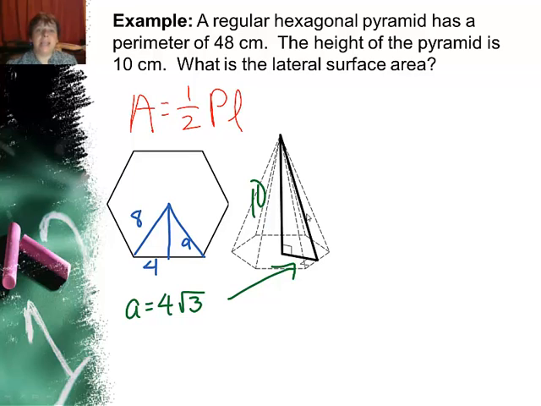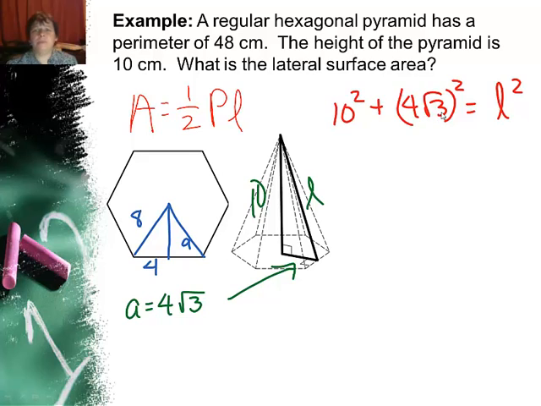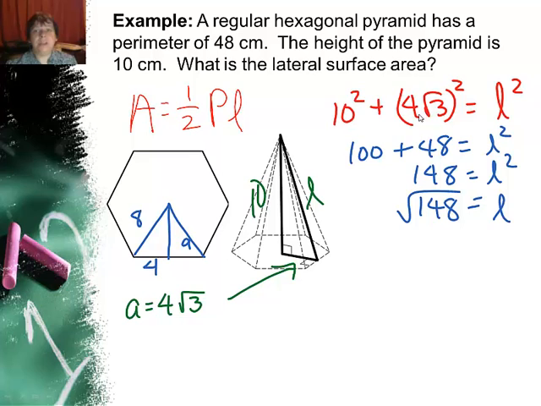And the height's 10. Can I find the slant height? Yes, I can use the Pythagorean theorem. So 10 squared plus 4 square root of 3 squared equals L squared. 10 squared is 100. Each part of 4 square root of 3 is squared, so this is going to be 16, and this is just going to be 3. 16 times 3 is 48. Your calculator would have also given you 48. Add them together, you get 148 equals L squared. So L is the square root of 148.